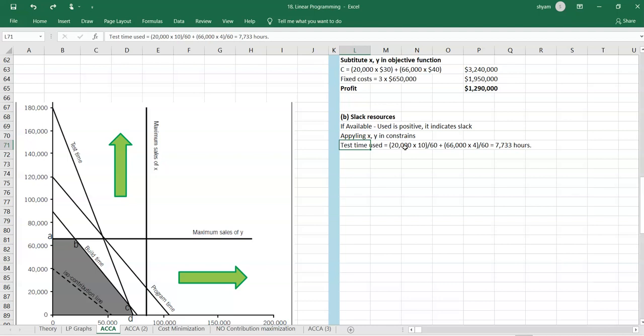20,000 units of x has to be produced, and each product takes 10 minutes, and there are 60 minutes in an hour. So we are converting all this in terms of hours and checking it out. Here 66,000 units into 4 hours of test time is required for y. So we totally require 7,733 hours.